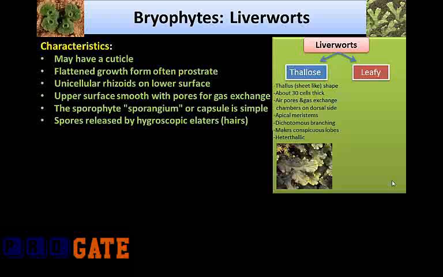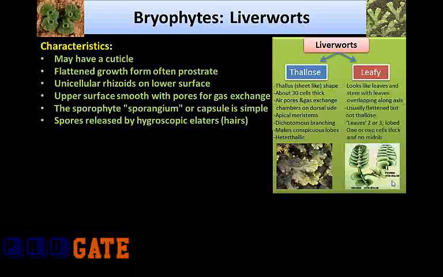Now coming to another group, that is leafy liverworts, where the plant body is along an axis with the leaves overlapping in pairs along the axis. So it is usually flattened but not thallose. The leaves are 2 or 3 lobed, 1 or 2 cells thick, and they lack a midrib. Leafy liverworts are usually mistaken for mosses.